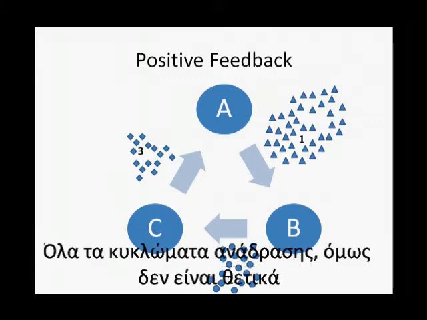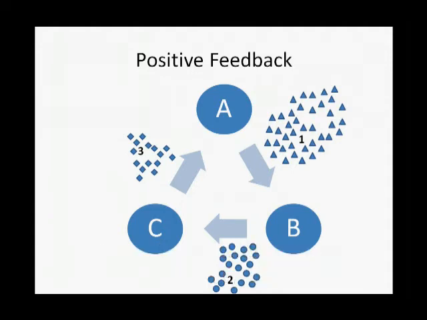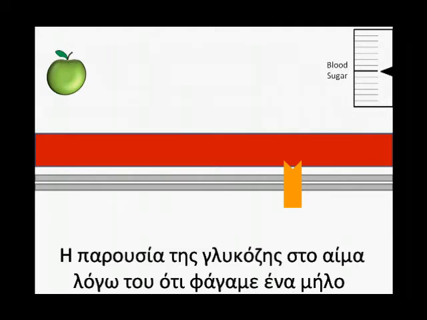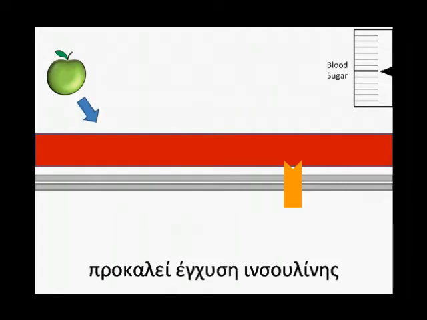Positive feedbacks are not the only type of feedback, though. The body relies, perhaps more heavily, on negative feedback. Regulation of insulin in the human body exemplifies a negative feedback loop. The presence of sugar in the blood, from having eaten an apple, for example, triggers an increase in insulin release.